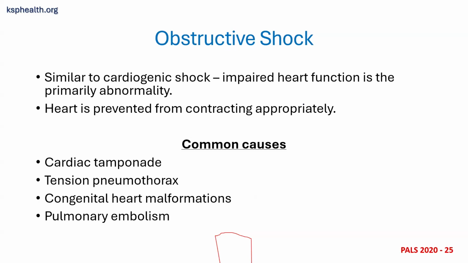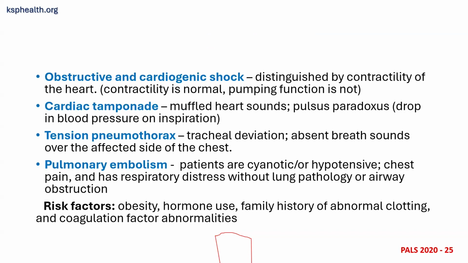Obstructive shock, similar to cardiogenic shock, has impaired heart function as the primary abnormality. The heart is prevented from contracting appropriately. The common causes of obstructive shock are cardiac tamponade, tension pneumothorax, congenital heart malformations, and pulmonary embolism. Obstructive and cardiogenic shock are distinguished by contractility of the heart. Contractility is normal in obstructive shock. In cardiogenic shock, the pumping function is affected.